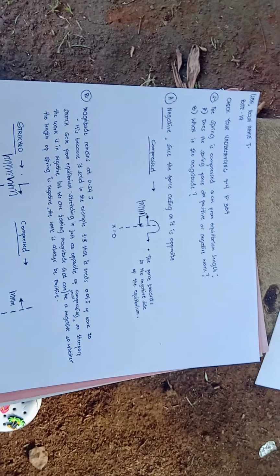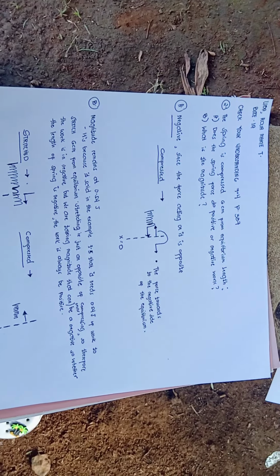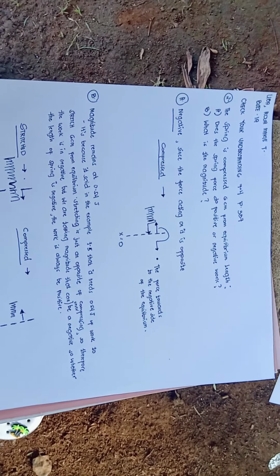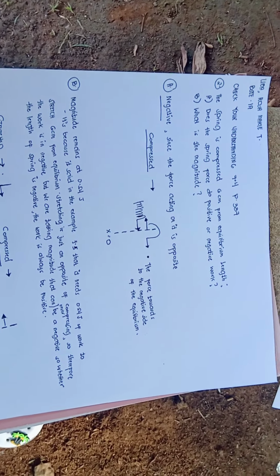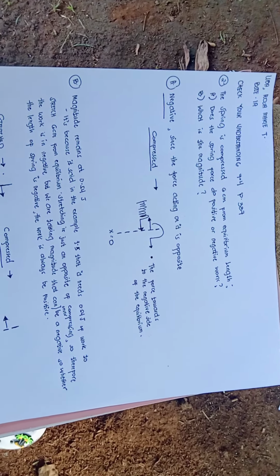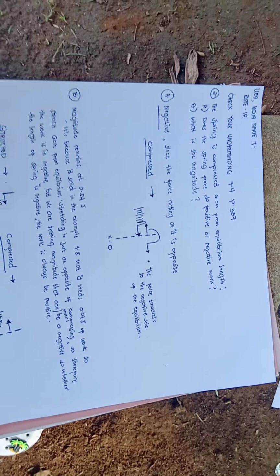So this is problem set number 2. Check Your Understanding 7.4, page 337. The spring is compressed 6 cm from equilibrium length. For A, does the spring force do positive or negative work? For B, what is the magnitude?